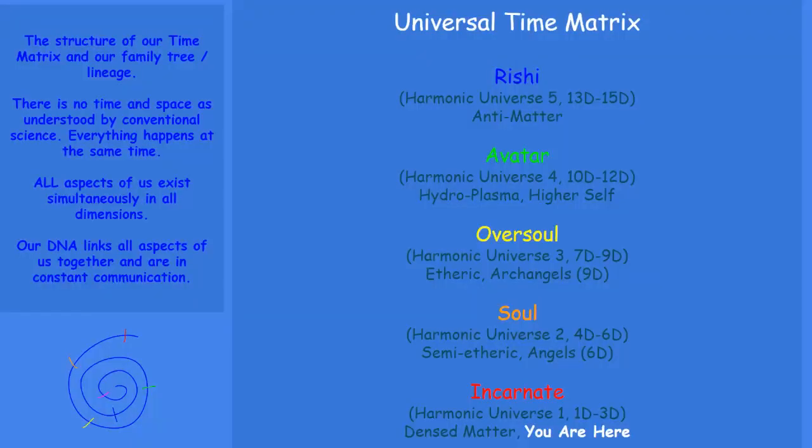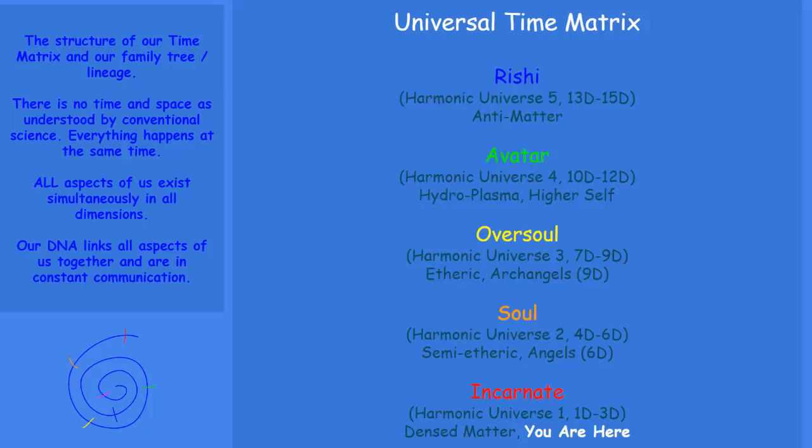The structure of our time matrix and our family tree lineage. There is no time and space as understood by conventional science. Everything happens at the same time. All aspects of us exist simultaneously in all dimensions. Our DNA links all aspects of us together and they are in constant communication.